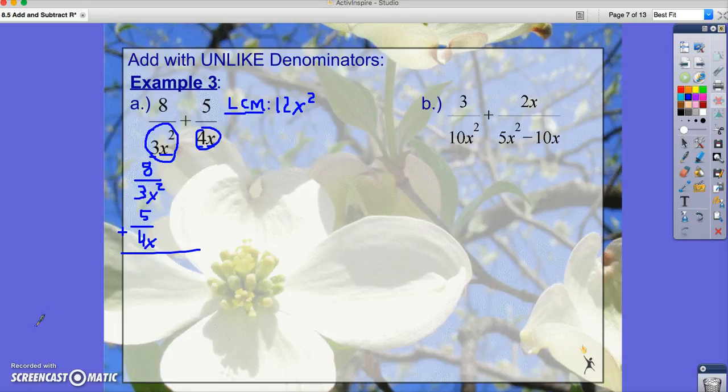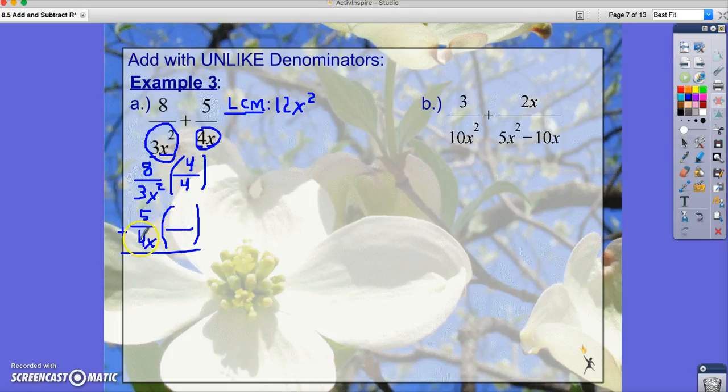Now, if you remember with regular fractions with unlike denominators, we want to know what we need to multiply by to get the denominator to be the same. Almost like what's missing, right? So draw your 2 sets of parentheses. In this one I have 3x squared. I want 12x squared. So in order to get the LCM, I need to multiply by 4. Whatever I do to the bottom, I must do to the top.